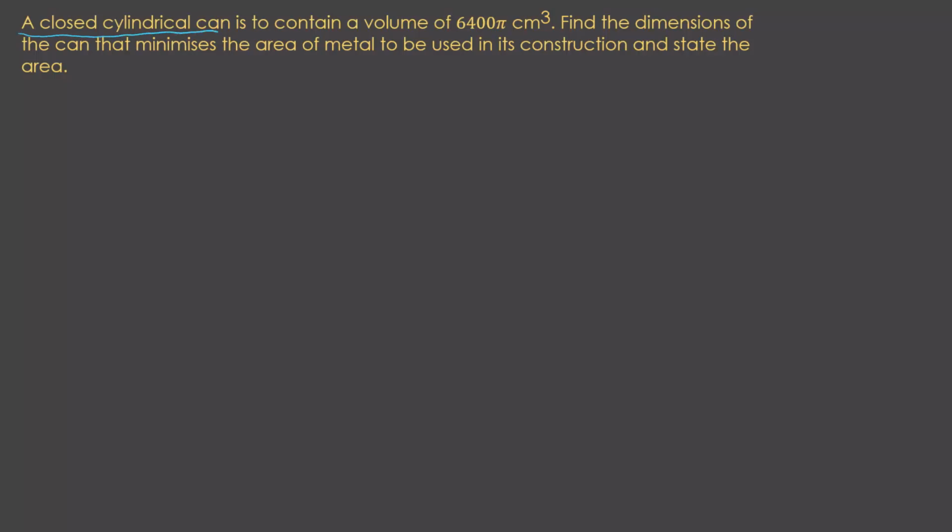A closed cylindrical can is to contain a volume of 6,400 pi cubic centimeters. Find the dimensions of the can that minimizes the area of metal to be used in its construction and state the area.